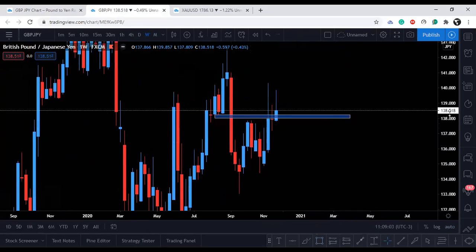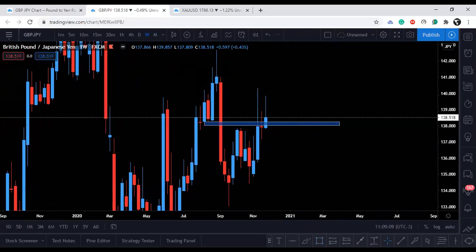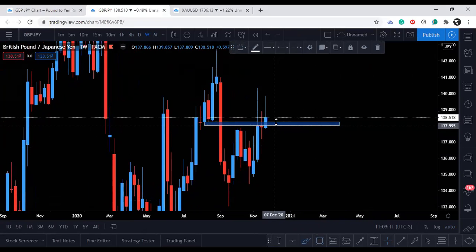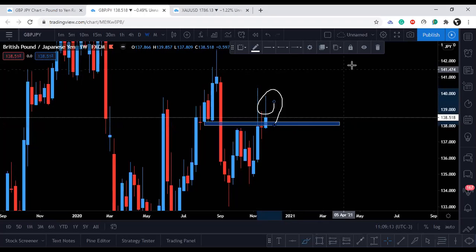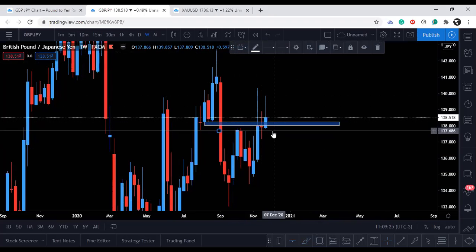Also this candle created such a long wick with a small body. What does it mean? There's a possibility the next candle goes up to fill the wick of this candle. So this is a wick fill candle. If somebody wants to trade the weekly time frame as a swing trade, once the market opens, just put your stop loss right below this level, 137.800, and go with the buy position to target this zone.